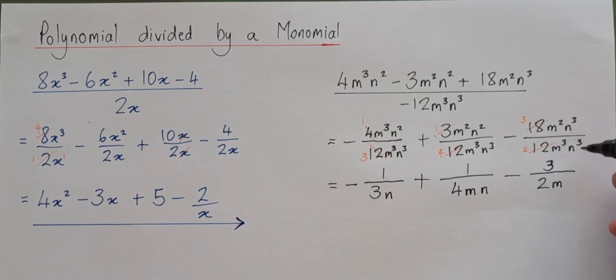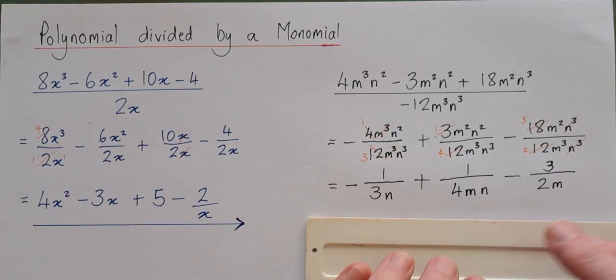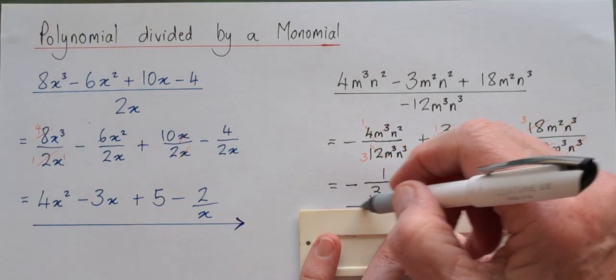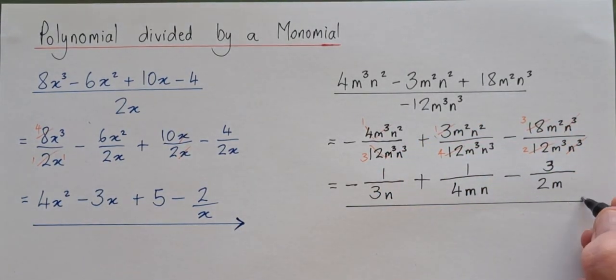n cubed divided by n cubed, we know what happens with that. So that is all that I'm left with in my third term, and even though it looks a little unusual with so much in the denominators and so little in the numerators, everything is fine, and that is your final answer.